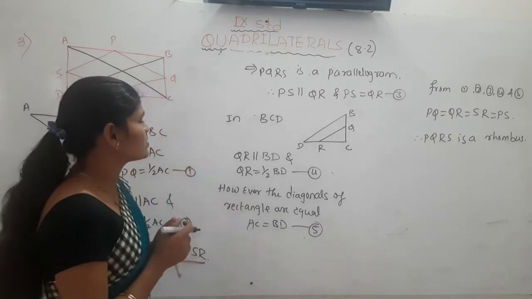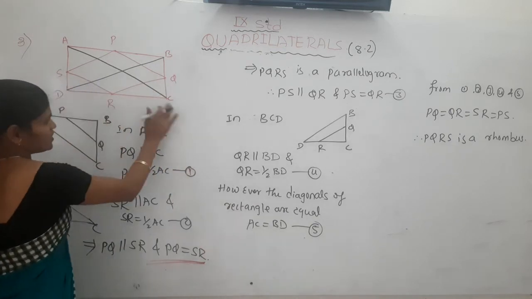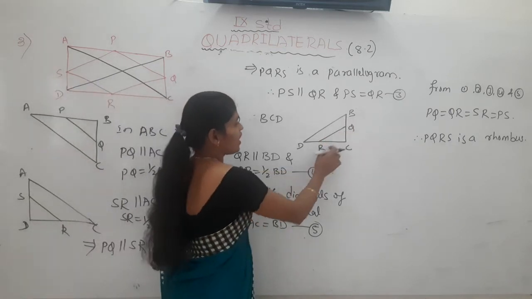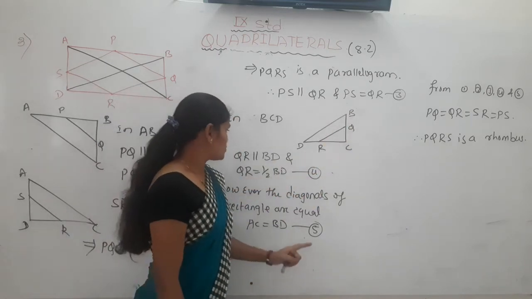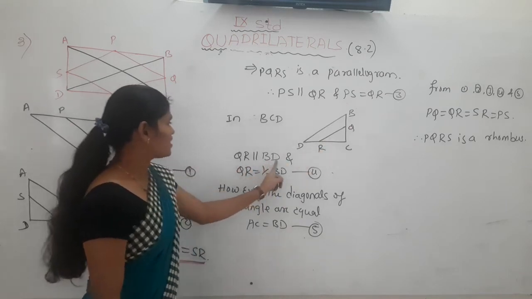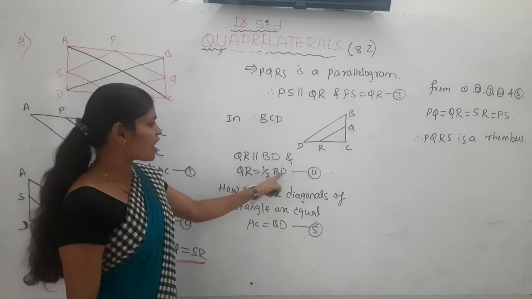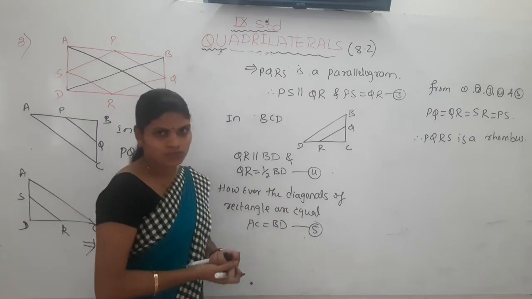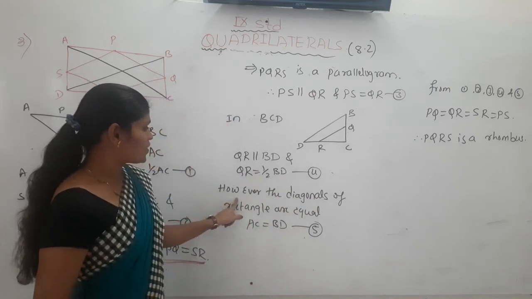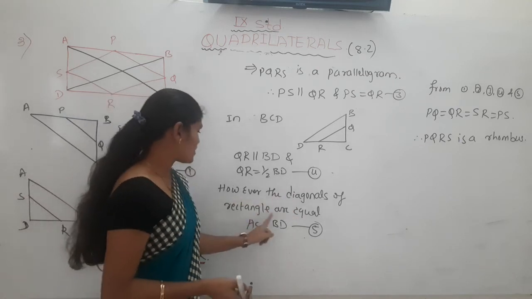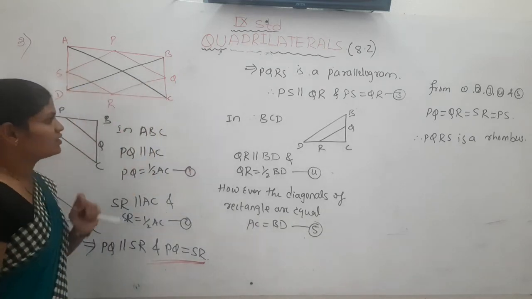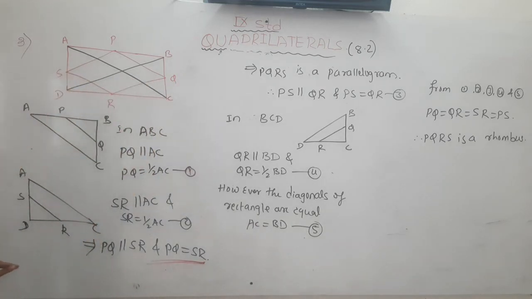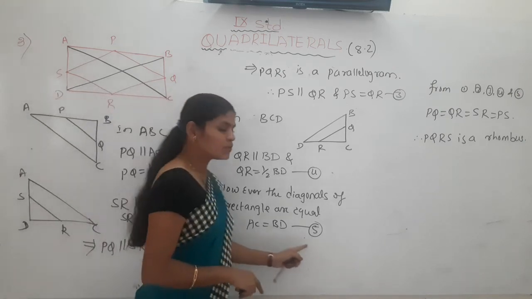And in the same way, come here to the triangle BDC. Here R and Q are the midpoints of BC and DC. If you join these two, automatically you will get QR parallel to BD and QR equal to half of BD. It is equation 4. So now you know that the diagonals of the rectangle are equal. Yes, the diagonals of the rectangle are equal, means AC is equal to BD here.